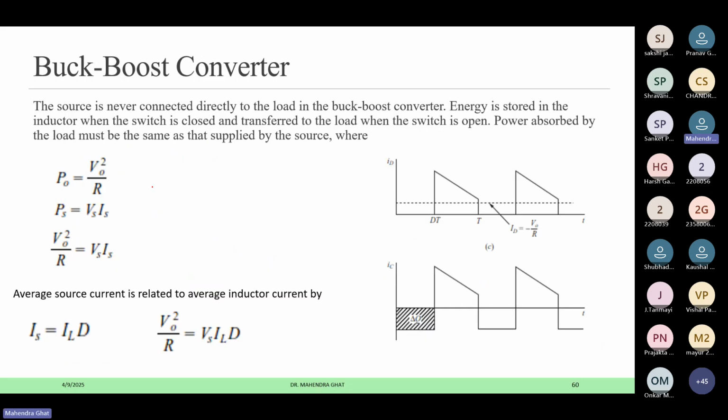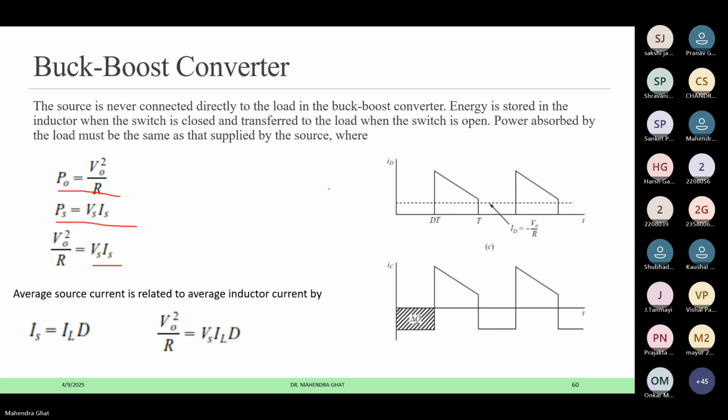Again, to calculate the IL, we will consider the PO. PO is nothing but VO square by R, and PS is nothing but Vs into Is, and input power is equal to output power. So VO square by R is equal to Vs into Is. So the average source current is related to the average inductor current by Is.